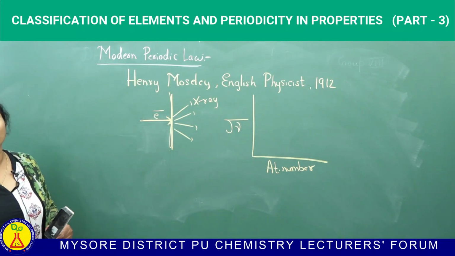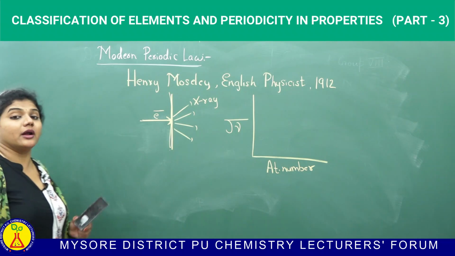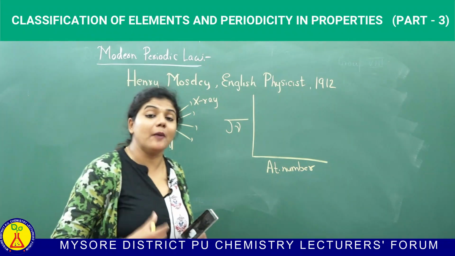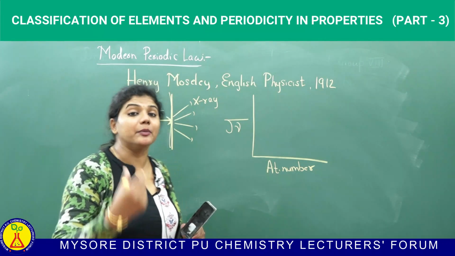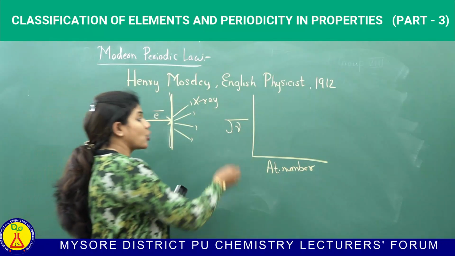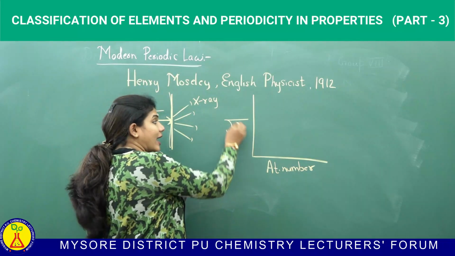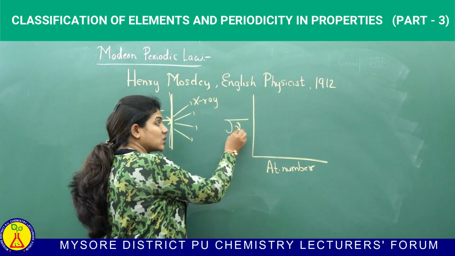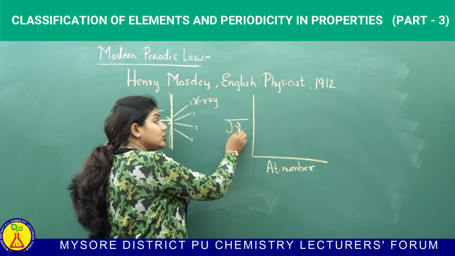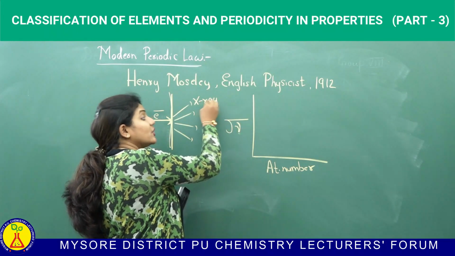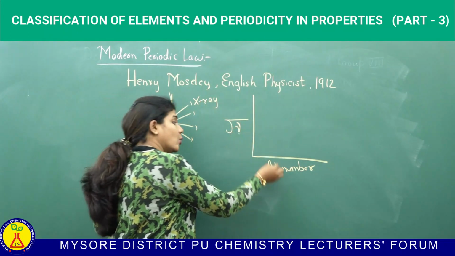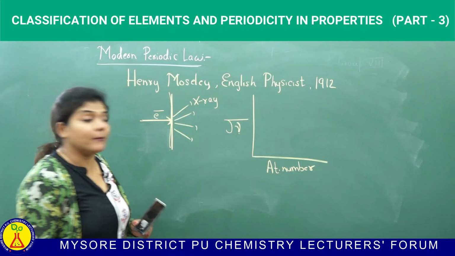What do you mean by atomic number? Atomic number is equal to the number of protons present in that particular atom. The square root of the frequency, nu, okay? This is called the square root of the frequency. The square root of the frequency of the X-ray was plotted against atomic number.